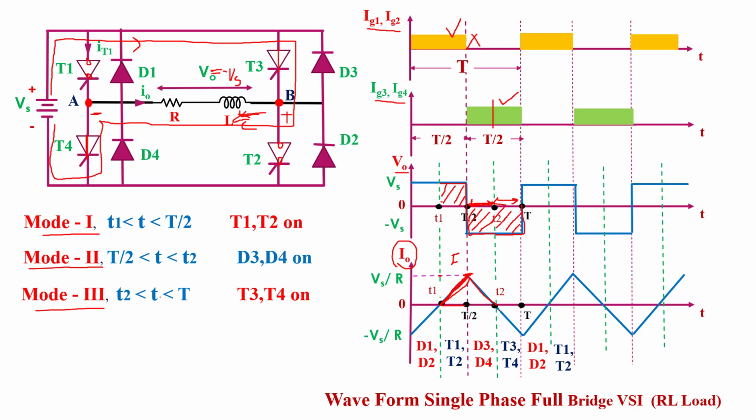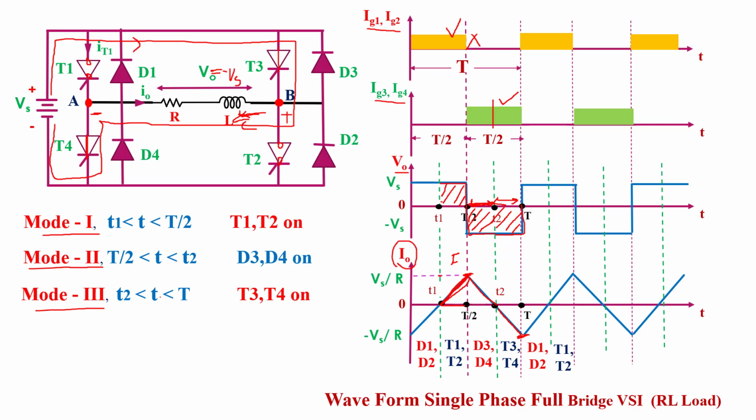And what about output current? As I have already told, due to the inductive load, current is reverse in direction. It means current is negative. But due to the inductive load, the inductor has the property that it cannot change current instantaneously. So here current slowly increases exponentially with respect to time in reverse direction across the load.